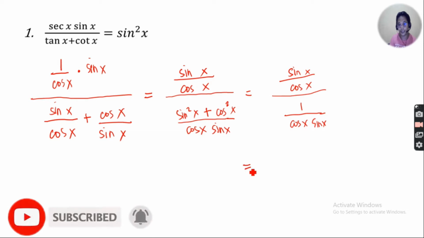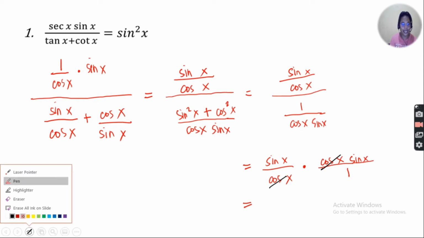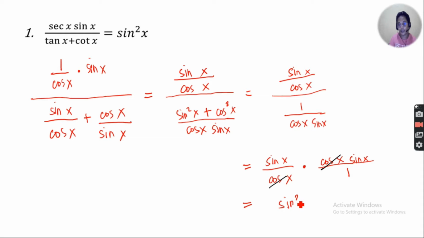Then we have, so apply natin yung division rule, sine x over cosine x times the reciprocal of 1 over cosine x sine x, so magiging cosine x sine x over 1 po siya. So, ang nangyari, makakancel yung cosine x. So, ang natira, sine x times sine x is sine squared x. So, ayun na po.